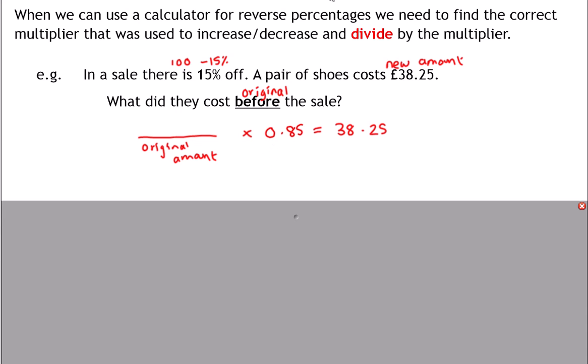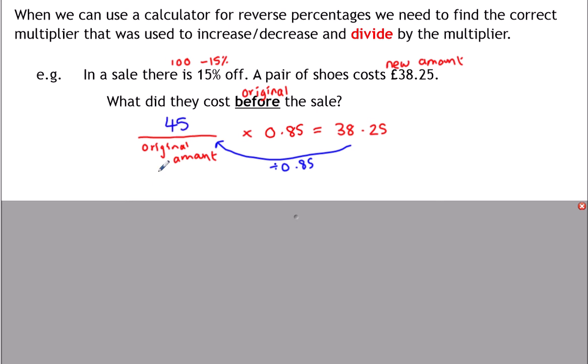So what we need to do on a calculator is to divide by 0.85, because that would be the opposite of timesing by 0.85. So on your calculators, £38.25 divided by 0.85 should get us back to the original amount, which in this case would be 45.